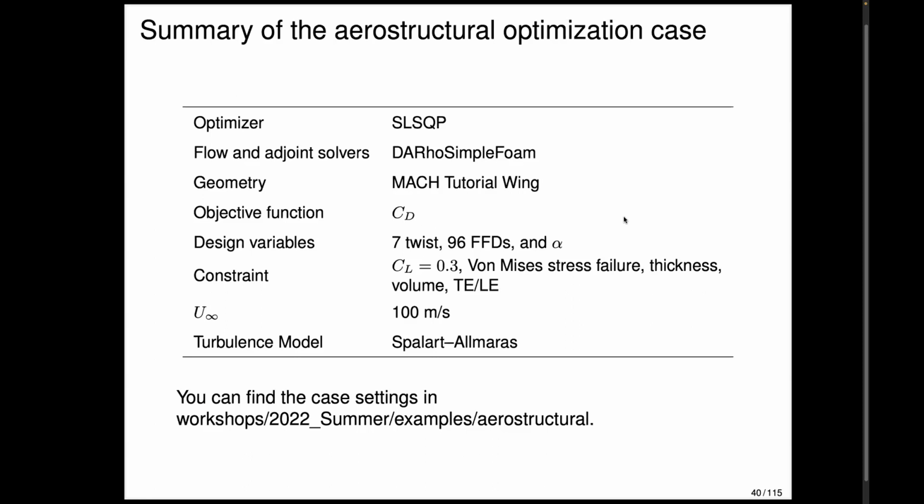Just to give some context to the physical parameters, the flow speed is 100 meters per second, and for the turbulence model, we'll use the Spalart-Allmaras model. If you want to follow along, you can find the case setup in the workshop repository under Aerostructural.